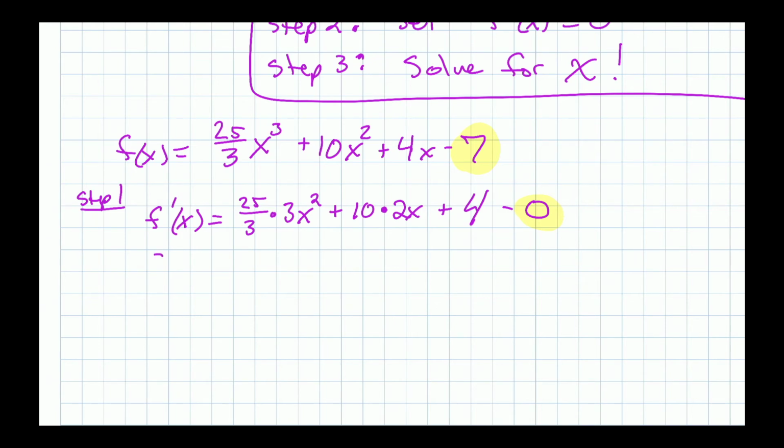I'm going to rewrite it. So what do we have? I've got a 3 that can cancel with that 3. And that's about it. So I just need to rewrite it. So what do we have? 25x squared plus 10 times 2x is 20x plus 4. All right, that's step 1.